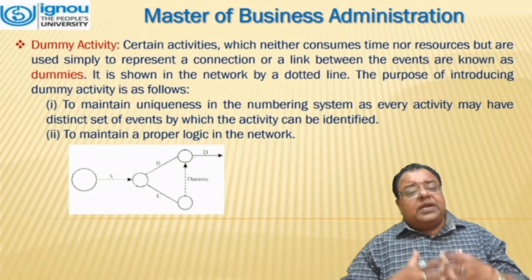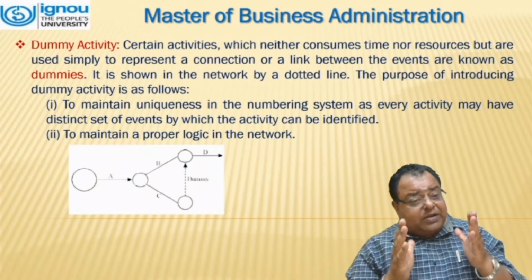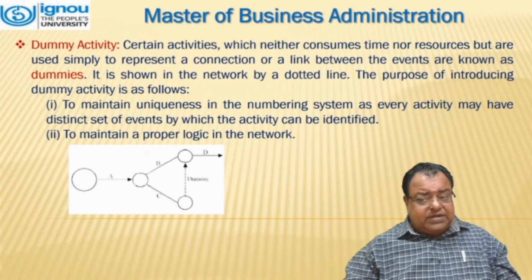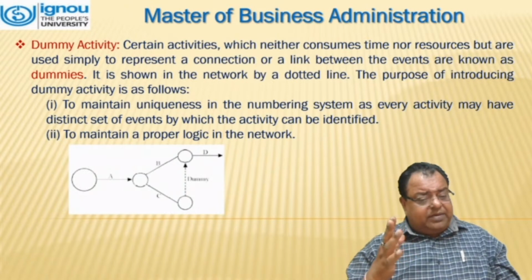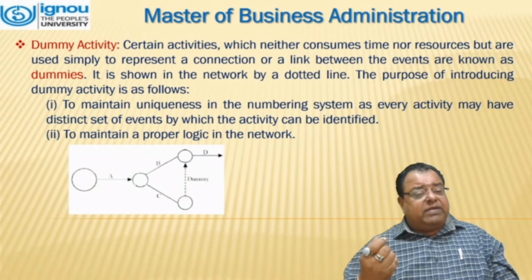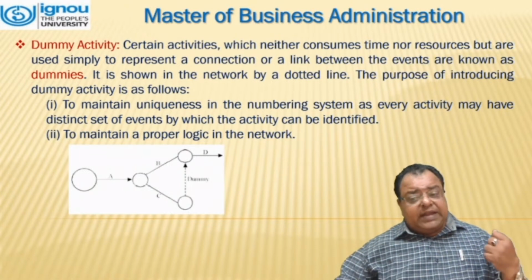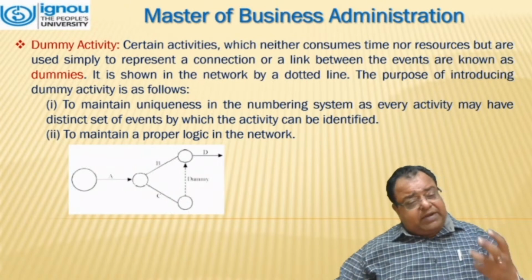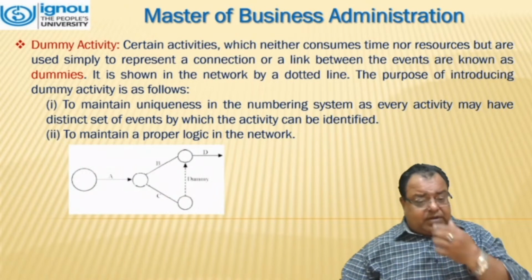Dummy activity. Certain activities which neither consume time nor resources but are used simply to represent a connection or a link between the events are known as dummies. It is shown in the network by a dotted line. The purpose of introducing a dummy activity is to maintain uniqueness in the numbering system, as every activity may have a distinct set of events by which the activity can be identified. And secondly, to maintain proper logic in the network.